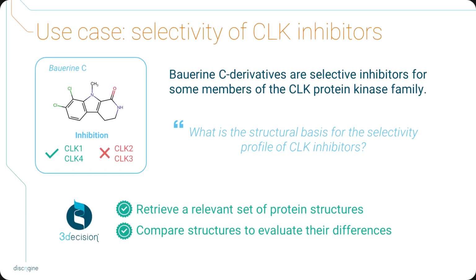With 3-decision, we could easily and rapidly identify the structural differences between the structures in our dataset and rationalize the structural basis of the selectivity. Thanks to these structural insights, we have a starting point for designing ligands for overcoming selectivity issues.